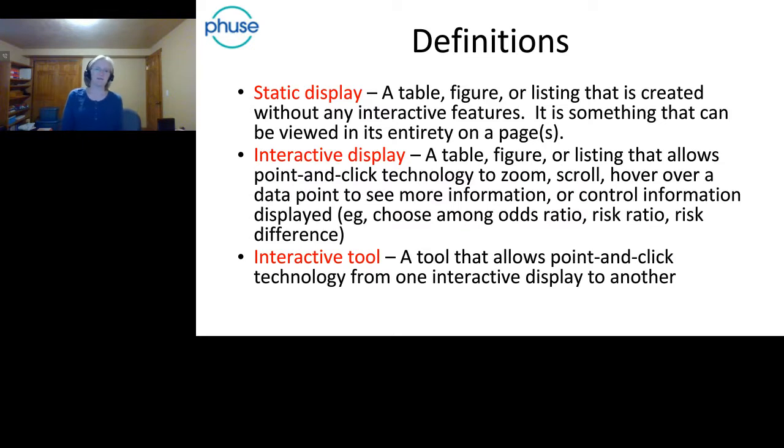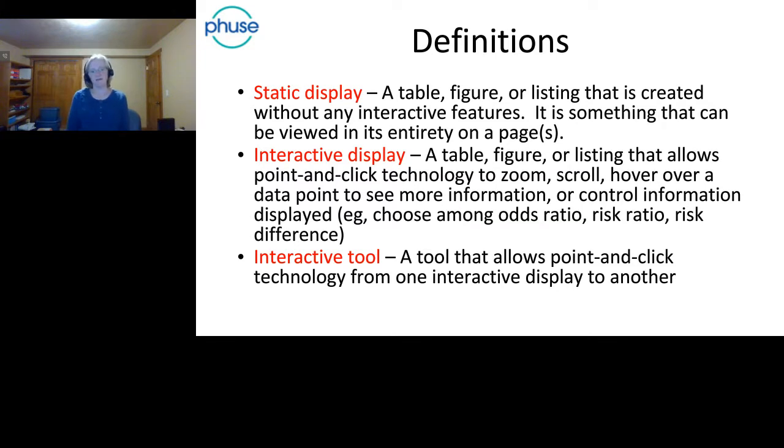So an interactive display would be a table, figure, or listing that allows some point-and-click technology to do things like zoom in, or a scroll bar, or hover over a data point so you can see more information. And it might also allow you to control some of the information you might want to display. You might give the user a choice between an odds ratio, a risk ratio, or risk difference, right? If you're in the static world, you usually pick one, right? And sometimes that's quite the debate, right?